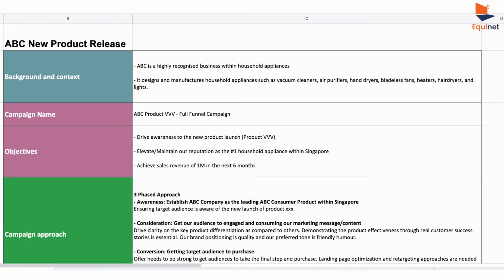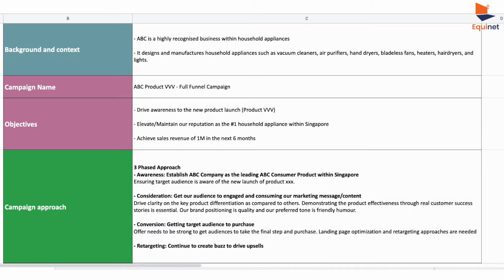Now, the objectives. This is what you aim to achieve for your campaigns. For example, achieve a sales revenue of $1 million in the next 6 months. Make sure your objective is realistic and achievable. Next, we have the campaign approach. What this refers to is how you plan on executing your campaign.